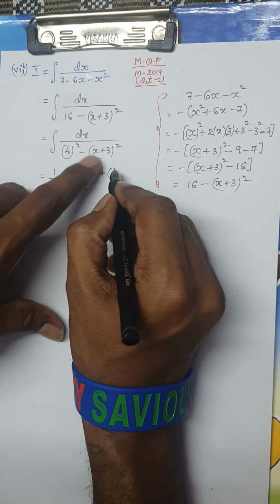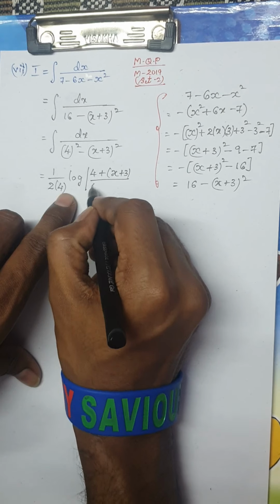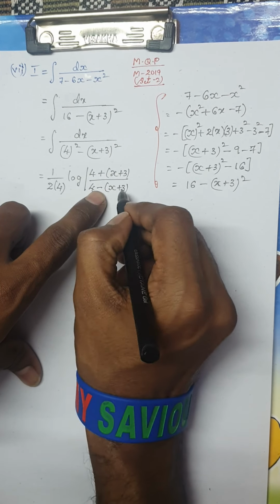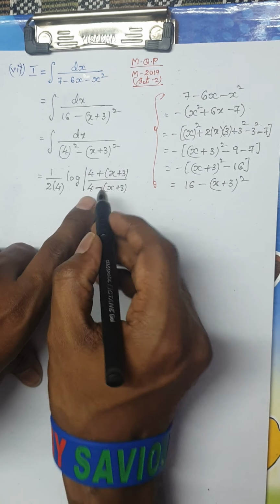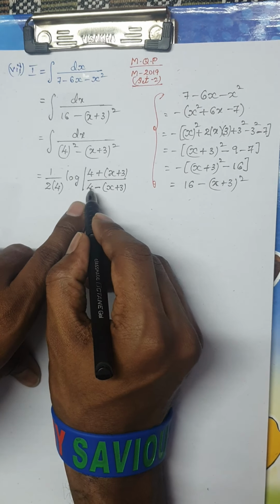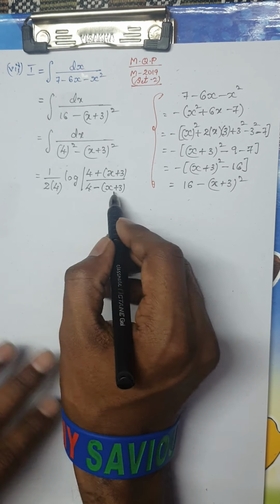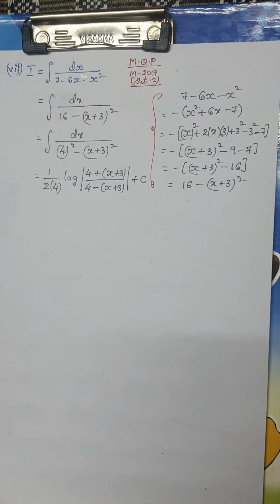A plus, what is x? x means x plus 3. Okay, divided by a minus x. Okay, x means x plus 3. Kindly don't make the mistake of not taking the bracket. If you don't take the bracket, you tend to write 4 minus x plus 3. No, actually it is 4 minus of x plus 3 plus c, which is the constant of integration.